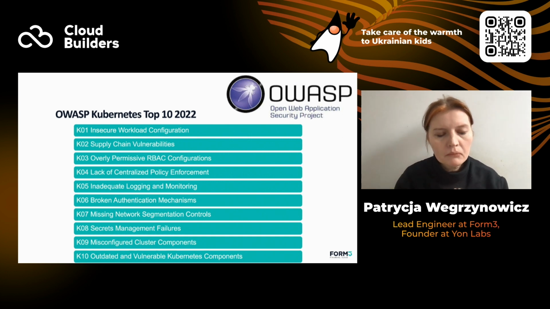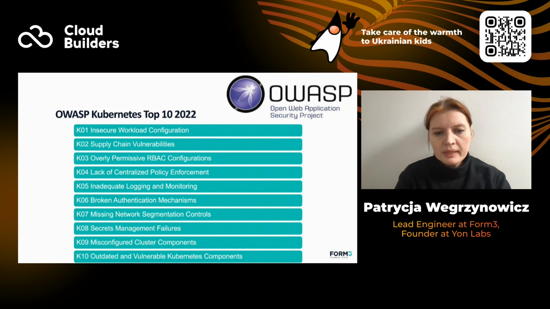Number five is important in Kubernetes, but it's also a general rule that we should log and monitor any events, especially security events, in our applications.